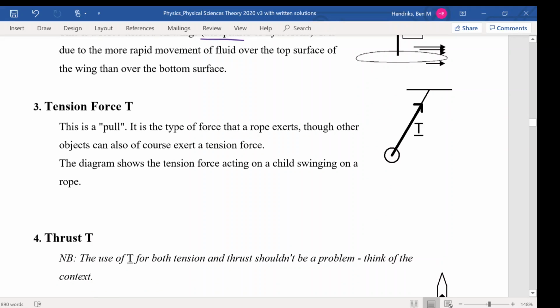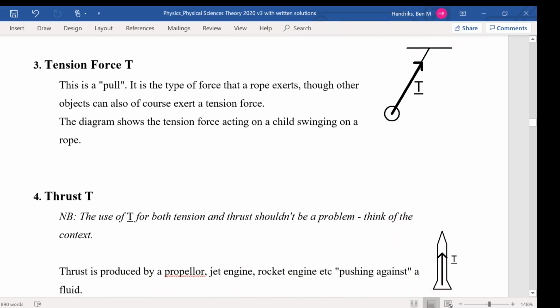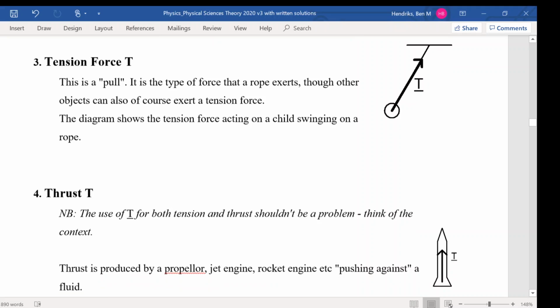Tension force is another important force for us in this course. Basically, if you attach a rope to anything and you pull on that rope, you're applying a tension. There's going to be tension along that rope. And as you notice from this diagram here, the tension force, we can draw that acting in the direction of the rope as well.